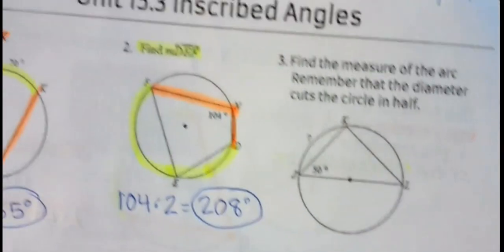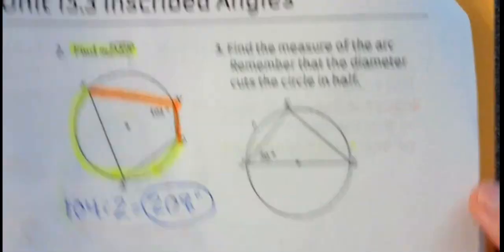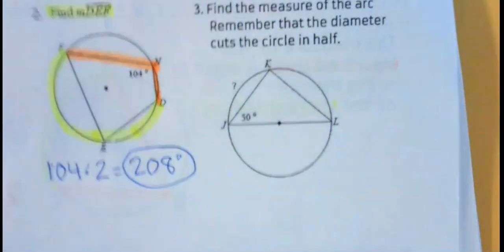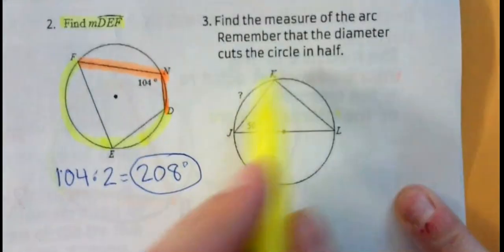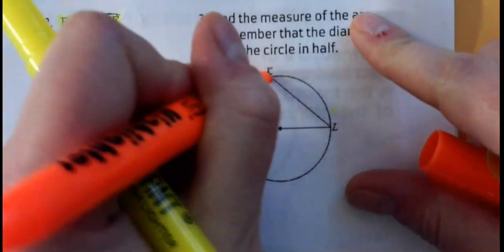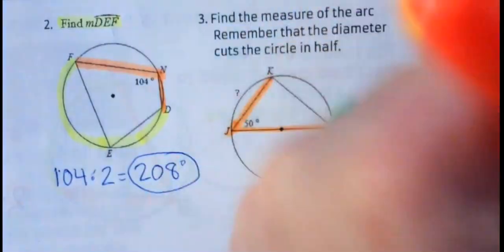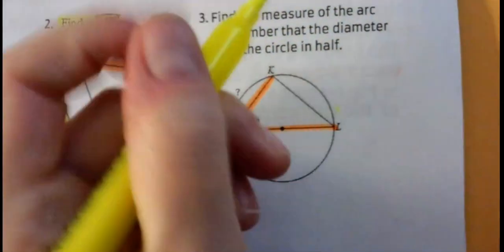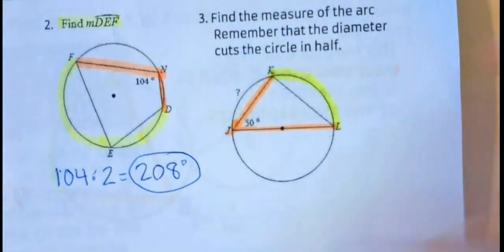All right, find the measure of the arc. Remember that the diameter cuts the circle in half. Okay, for this one, I'm going to do my highlighting a little differently, but every problem, you can do it differently. It's just however you would like. Instead of highlighting what it's asking for, I'm actually going to highlight what's given, just because I feel like that helps me to see it better. So here is the angle and the arc that it opens up to.